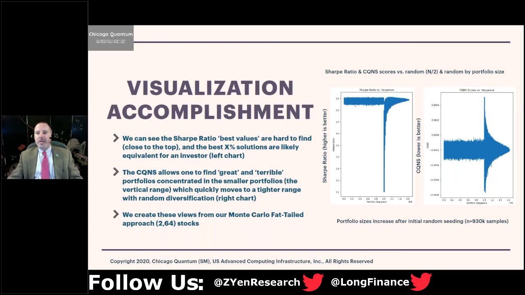You see with the slide to the right, this is the Chicago Quantum Net Score. The same Monte Carlo run again gives you that band. And then to get really great or poor Chicago Quantum Net scores, or highly efficient or not efficient scores from the portfolios, you're really in that smaller portfolio range.